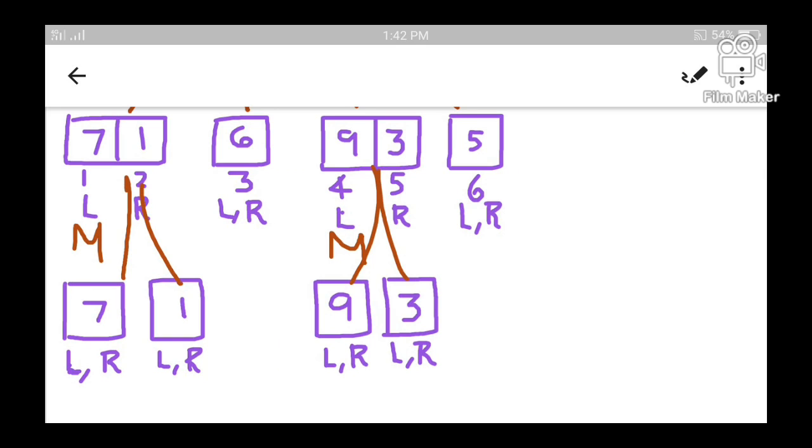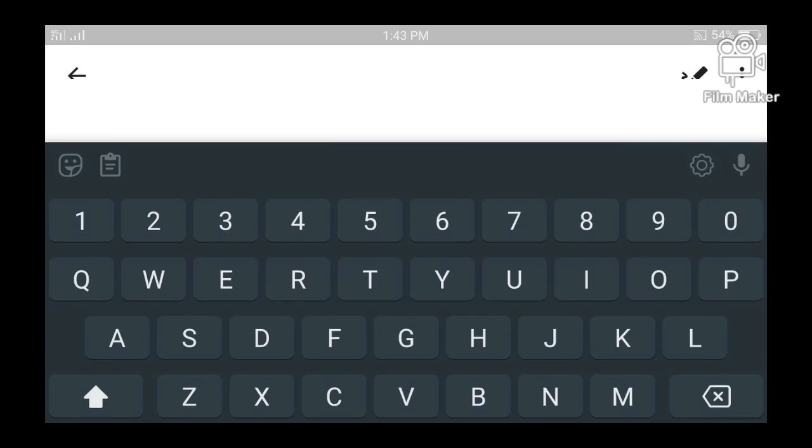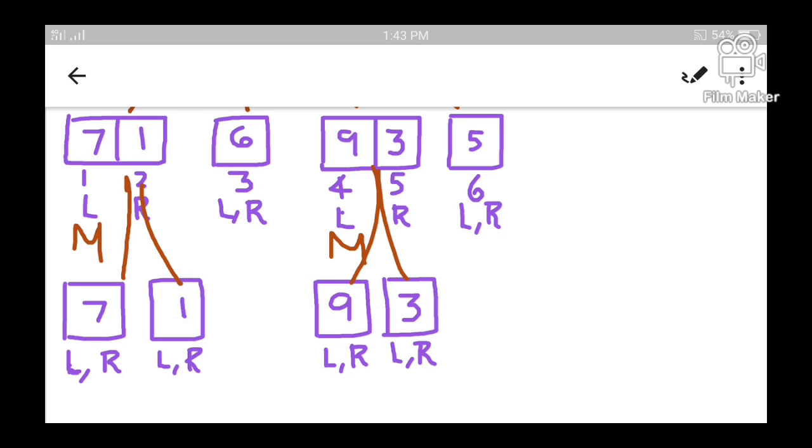First array having only one element, which is 7, it is sorted. Second array having only one element is 1, again it is sorted. Third array is having element 9 in it. Since it has only one element in it, the array is already sorted. Fourth array is having an element 3 in it. Since it is having only one element in it, that array is also sorted. So, let us take two sorted arrays together, merge them to get a single sorted array.